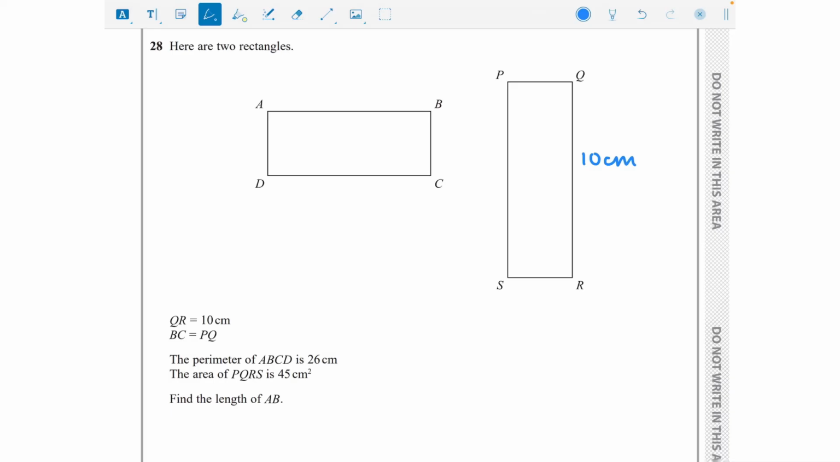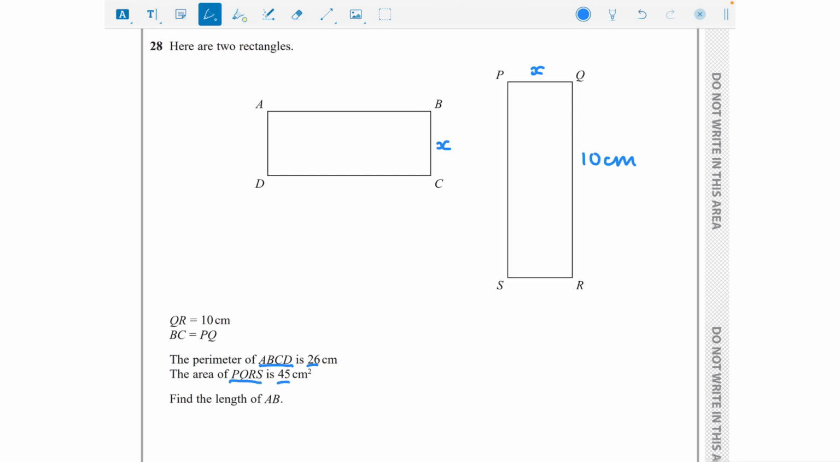So let's just call this X. And if this one's X, this one is also X. They've told us that they're the same. We don't know how long it is, but we know it's X. It then says the perimeter of ABCD is 26 and the area of PQRS is 45.